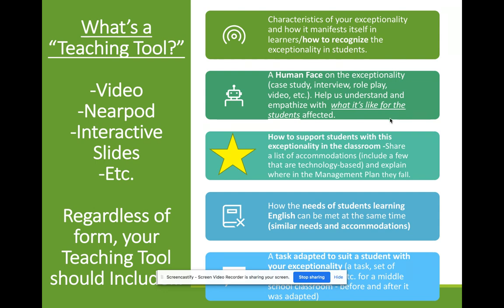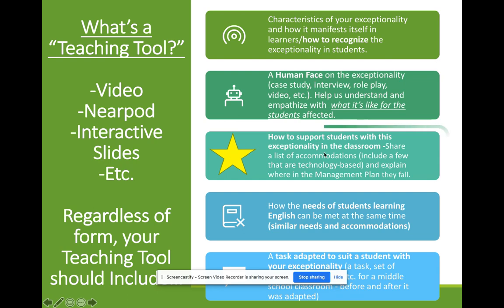So let's now turn to your teaching tool. Again, you can make a video, you can do a Nearpod, you can do interactive slides, you can do a Prezi. Regardless of your form, your teaching tool should help us recognize this exceptionality in students, and help us empathize with students who have this exceptionality, what it's like for them.